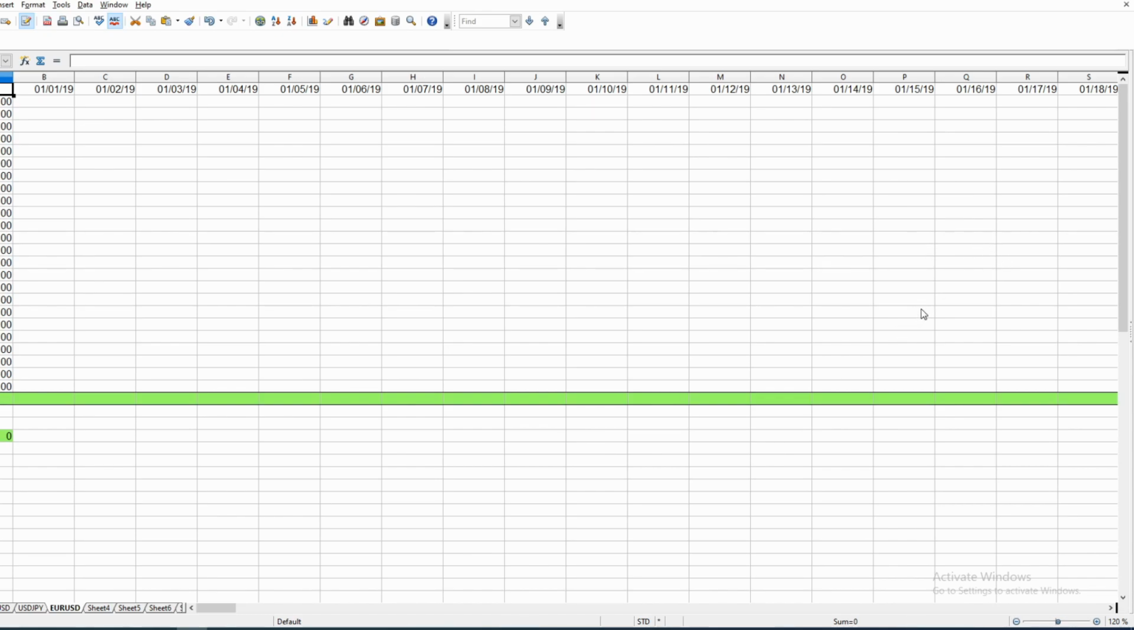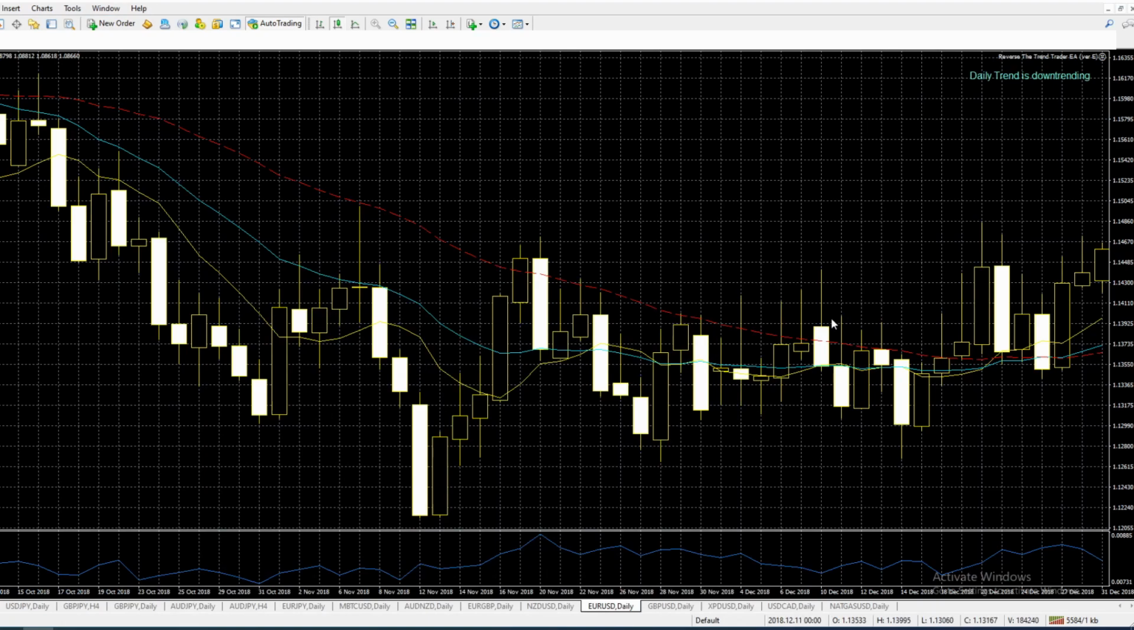Basically, you need to store the results of your analysis, because you want to generate stats like your win percentages, lose percentages, the amount of pips that you earn, and so on, all based on those previously stored results. Okay, so we have our spreadsheet and we have our chart here.